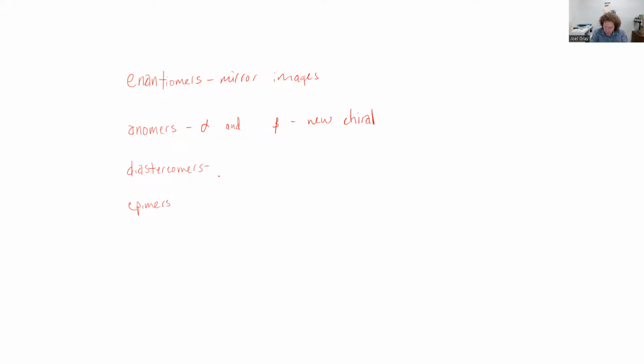Diastereomers are non-mirror images of one another. So this is a little bit more broad of a category. As long as two sugars are isomers, but they have hydroxide groups in any random positions, they are going to be considered non-mirror images and therefore diastereomers.